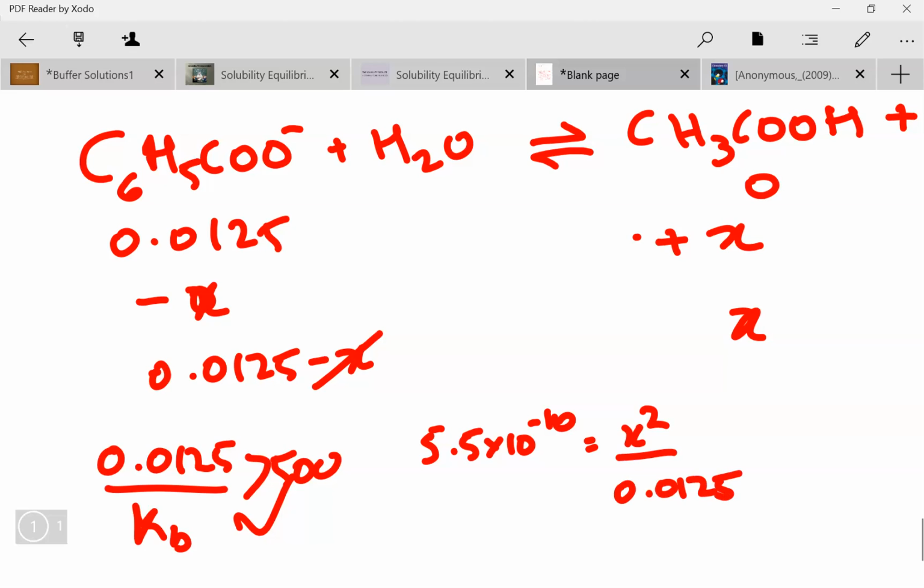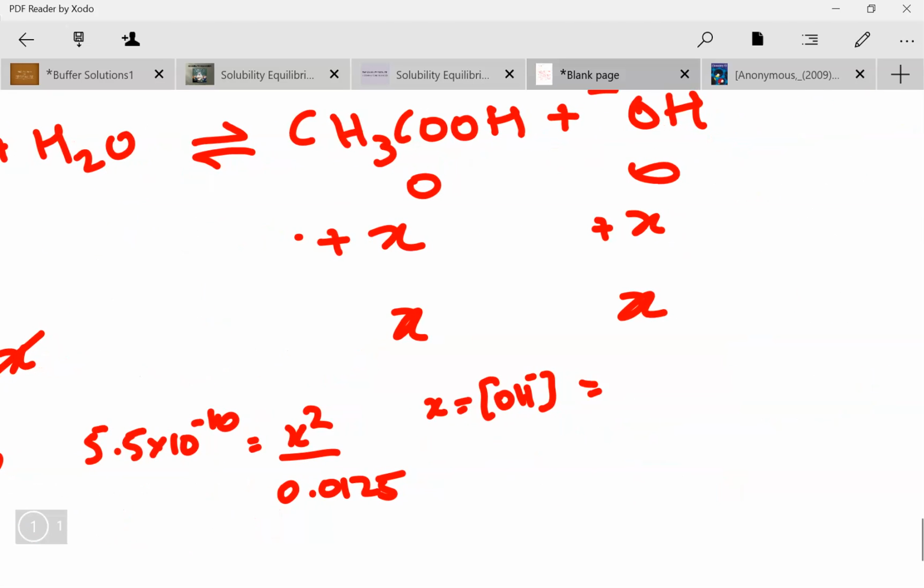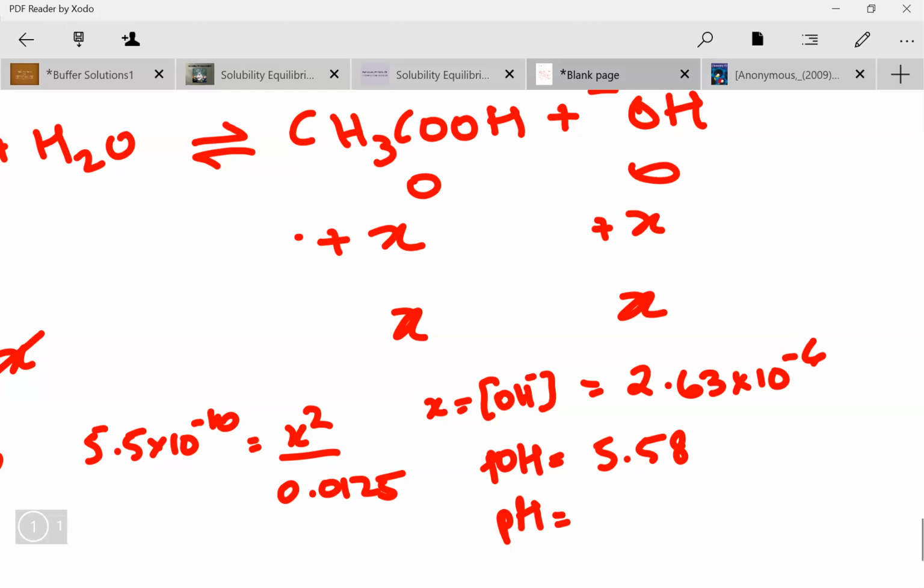So I do 5.5 times 10 to the power of negative 10 times 0.0125. Take the square root of that answer. I get X equal to OH minus equal to 2.63 times 10 to the power of negative 6. I take negative log of that answer to give me my pOH, which is 5.58. And then my pH is essentially 14 minus this answer, which gives me 8.4.